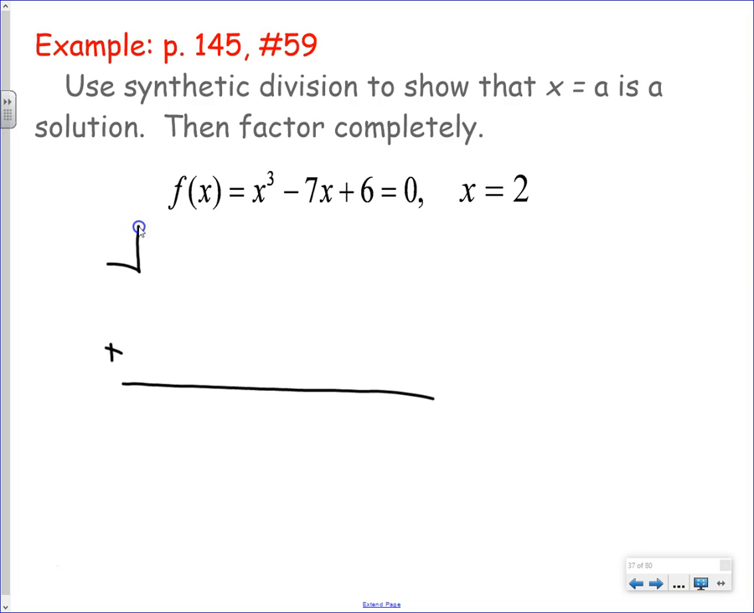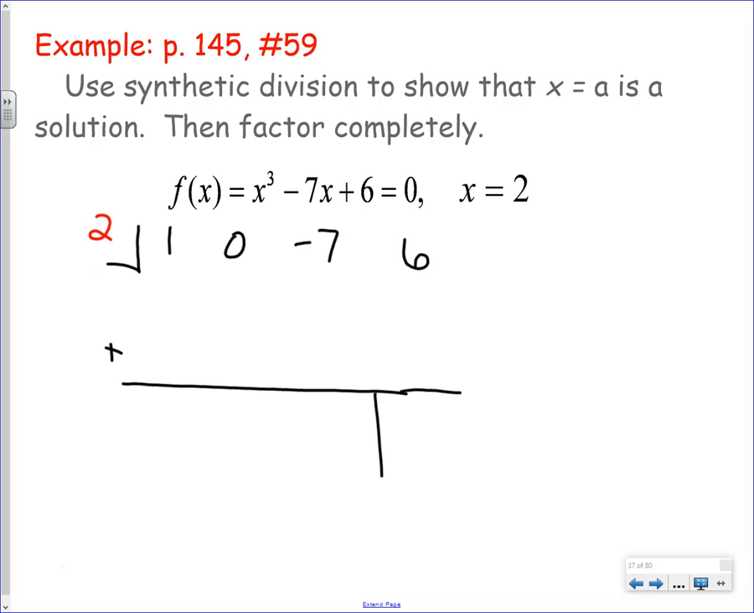Okay, the 2 goes in the box, because it's x equals, it's not x minus, so we use the 2. Coefficients will be? There you go. Careful. Gotta make sure you have one for every degree term. That's one of the common mistakes. So 1, 0, because there's no x squared, -7 for the x term, then plus 6. Why am I drawing a little line right here? I need to talk about it.